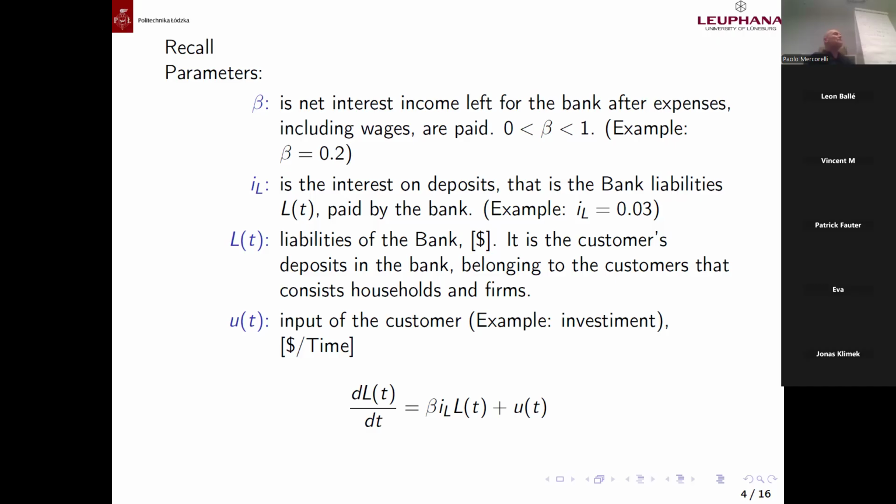Really, if you are an expert in economics, probably you can correct me on a parameter like IL, which states how, in the contract, you have to sign an agreement. I don't want to sign a contract, but also in a contract, an agreement with the bank. In the sense, if you look at IL, it is the interest on deposits, that is, the bank liabilities L of T paid by the bank.